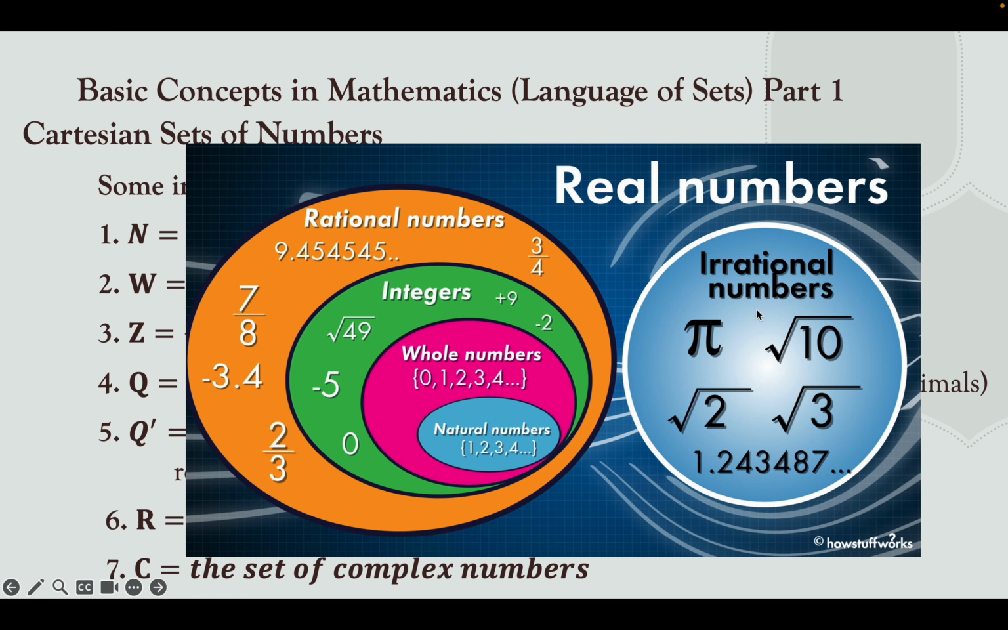Now, irrational numbers, we have here non-repeating decimals and non-terminating decimals. So for example, we have 1.243487, so non-repeating decimals. And for pi, 3.1416. And we also have square root of 10, square root of 2, and square root of 3. So when you simplify that in your scientific calculator, the result is non-repeating decimals. So those are irrational numbers.